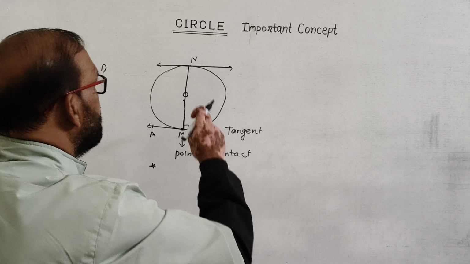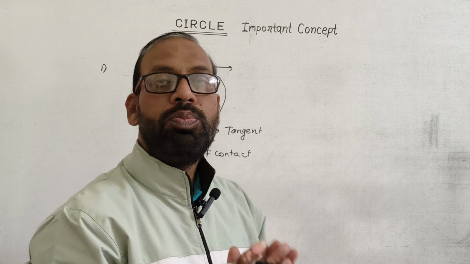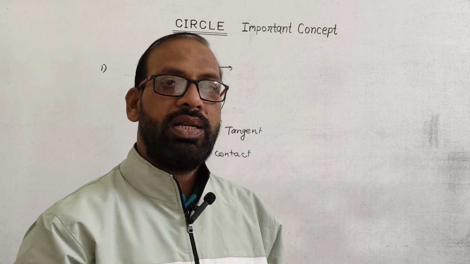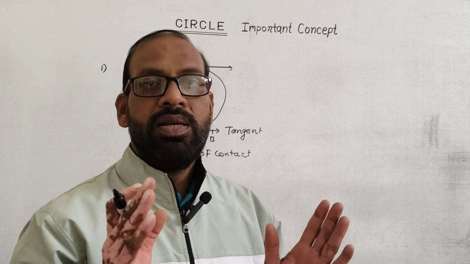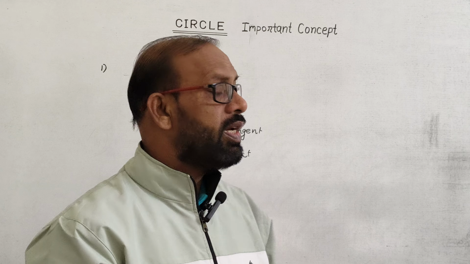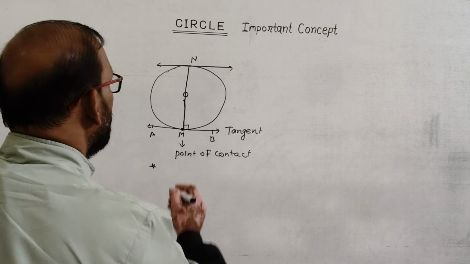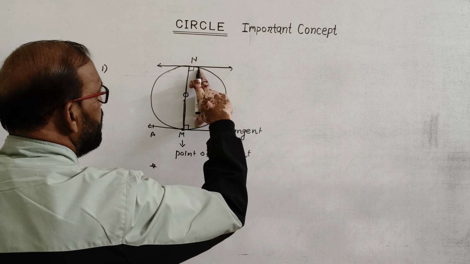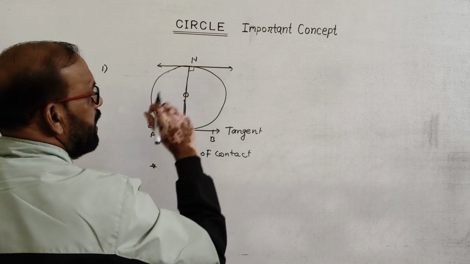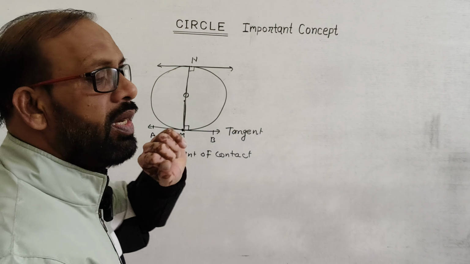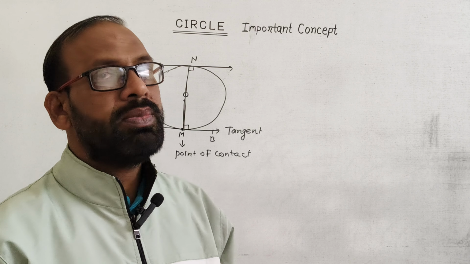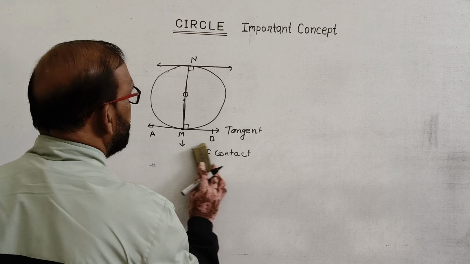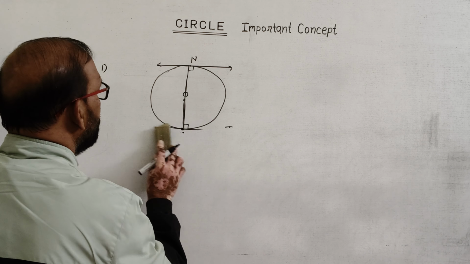Okay, so other than these two tangents, a third tangent is not possible to draw. Only two tangents can be said to be parallel to one another for a given circle, because this one is again 90 degrees, this is the diameter, and this 90 degree and 90 degree form co-interior angles. That's why these two lines are said to be parallel, and these two lines are nothing but the tangents to the given circle.